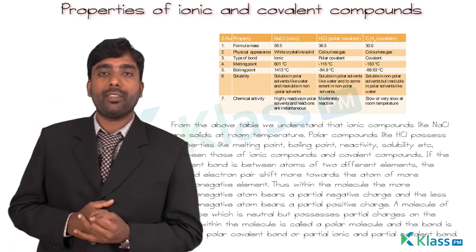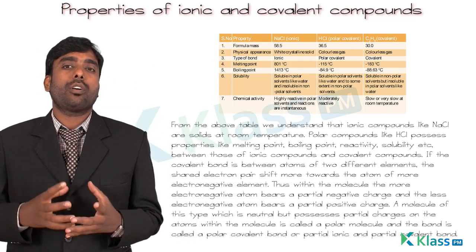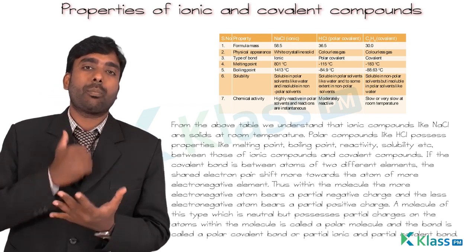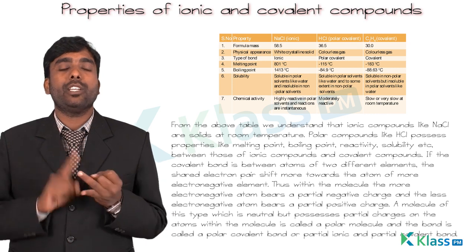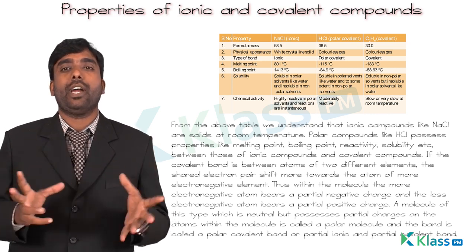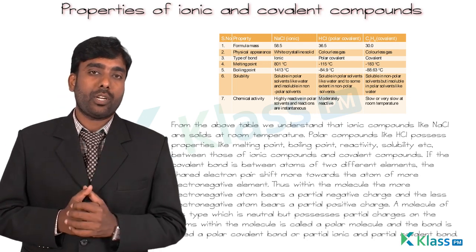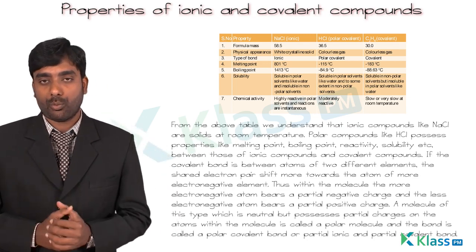The second property is that due to their strong ionic bond, you need to give more energy to break that bond. That's why their melting and boiling points are very high compared to covalent compounds. So the melting and boiling points are very high for ionic compounds.